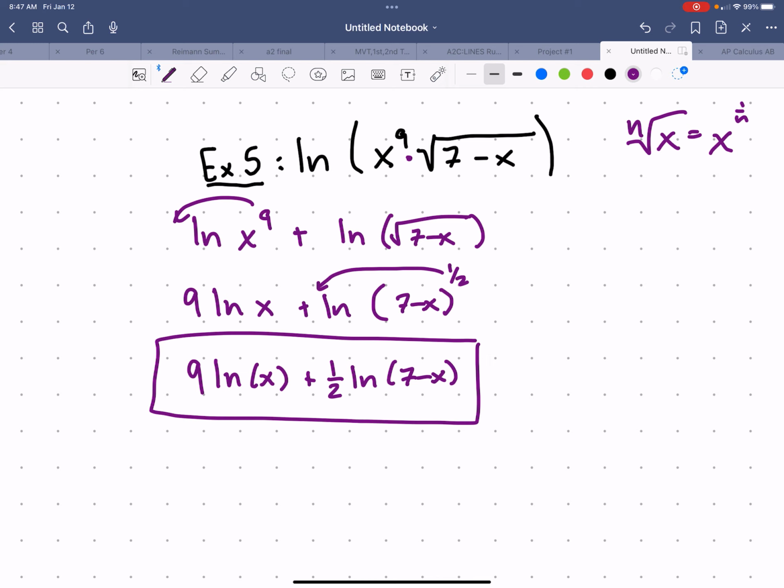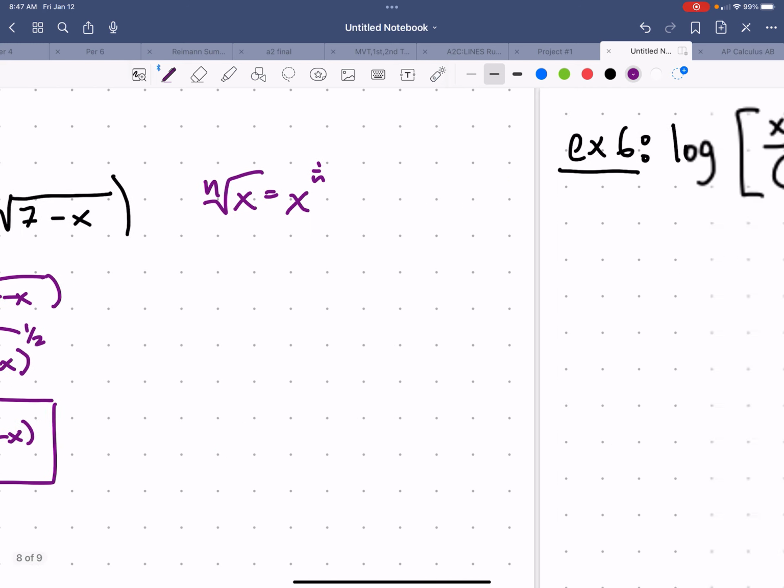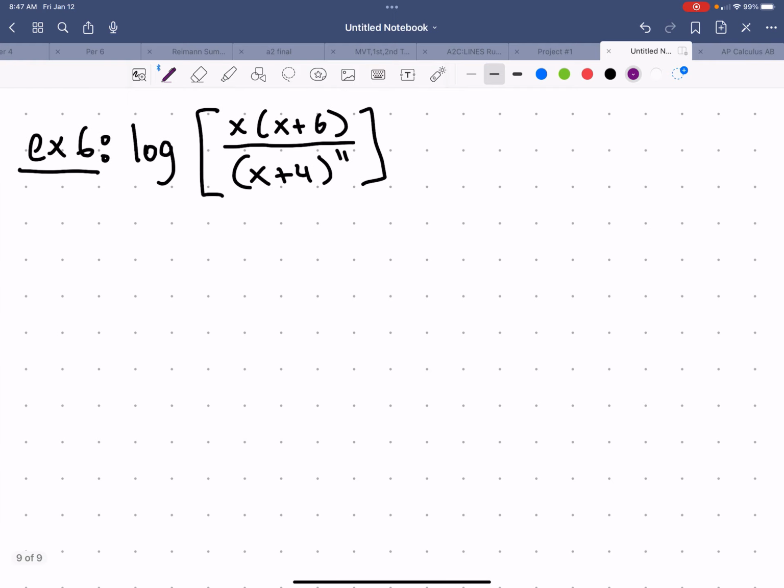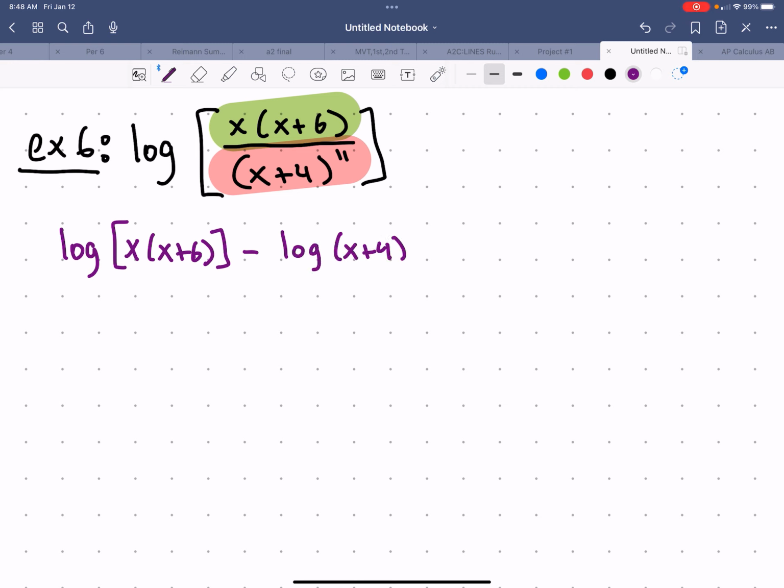All right. And we're going to do one super mega example, okay? So this one is one that involves multiple rules multiple times. Okay? So, all right, we have this one. We have a fraction, right? We have a top and a bottom. That's how we're going to deal with this log first. So I'm going to do log of x times x plus 6, minus the bottom, log of x plus 4 to the power 11.